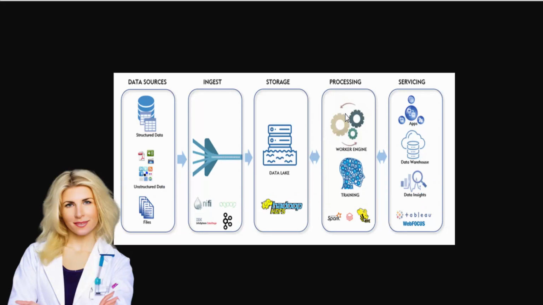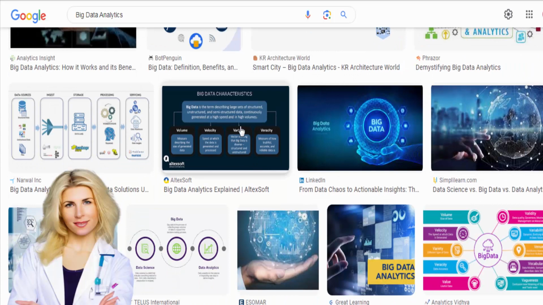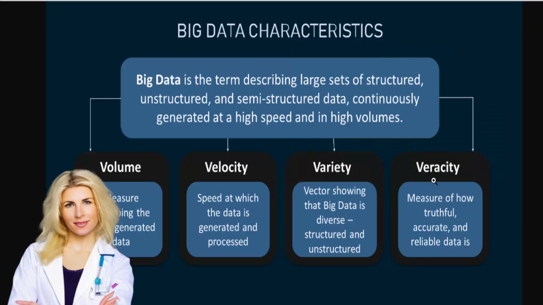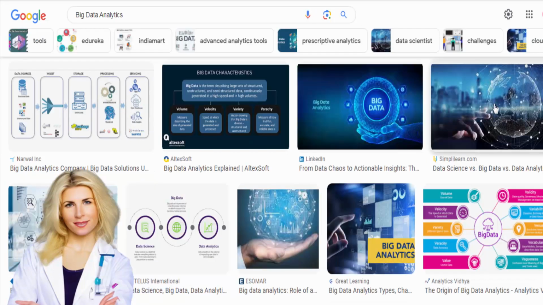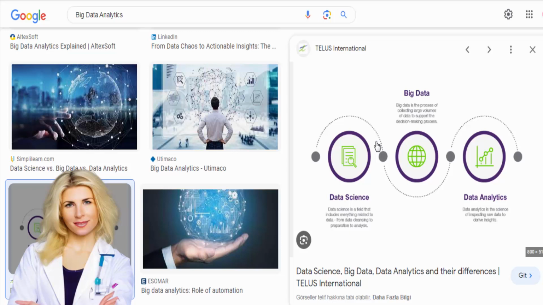Here are some examples of how big data analytics is being used in the real world. E-commerce companies. E-commerce companies use big data analytics to understand customer behavior, recommend products, and prevent fraud. Financial institutions. Financial institutions use big data analytics to assess risk, detect fraud, and develop new financial products. Healthcare organizations. Healthcare organizations use big data analytics to improve patient care, develop new treatments, and reduce costs. Government agencies. Government agencies use big data analytics to improve public services, combat crime, and protect national security.